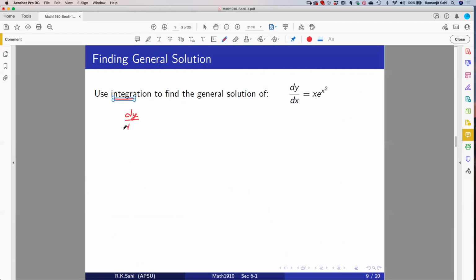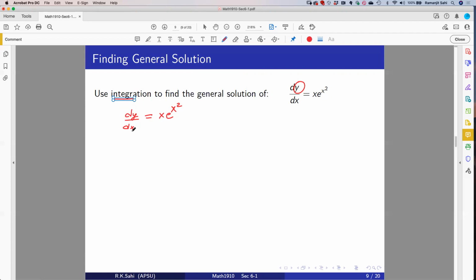dy/dx equals x e to the power x squared. We want to find the solution of this differential equation. Remember what we said earlier, that the solution of a differential equation is given by y. So ultimately, what I want to do is find y, and remove the d/dx in front of it.